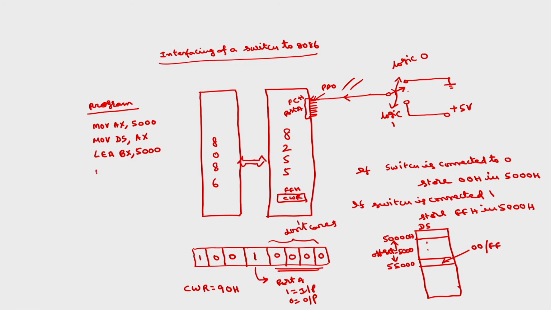Then MOV AL, 90H. First I have to set the control register. This I have to output to the control register whose address is FFH: OUT FFH, AL. So, with these 2 instructions it will set port A as input port, and port B and port C as output ports in mode 0, but we are not using port B and port C. In all, everything will be operated in mode 0.